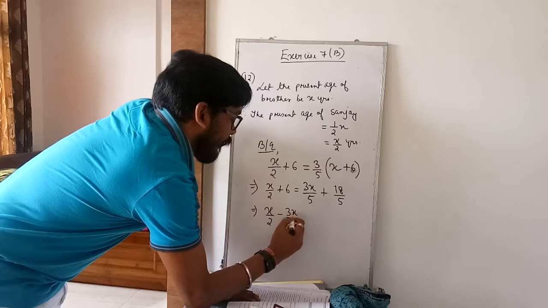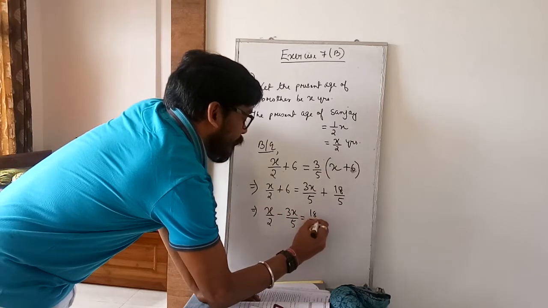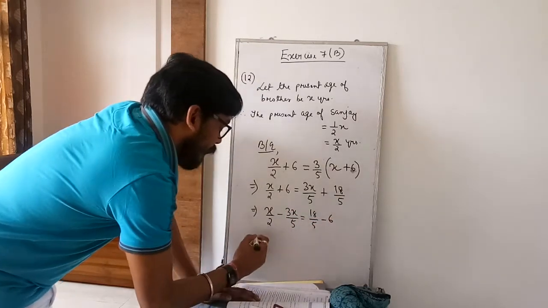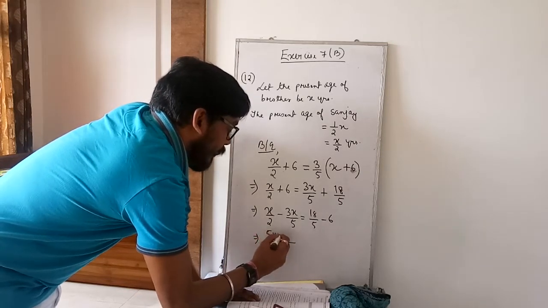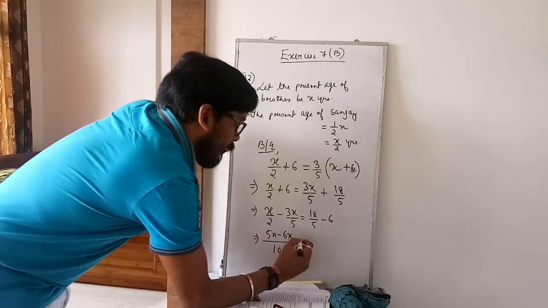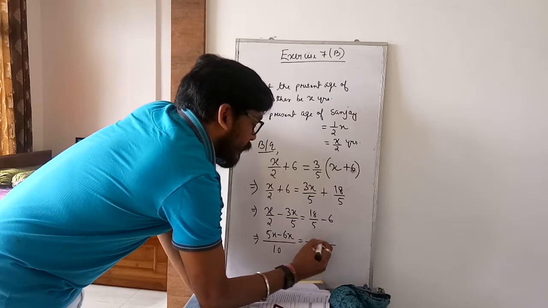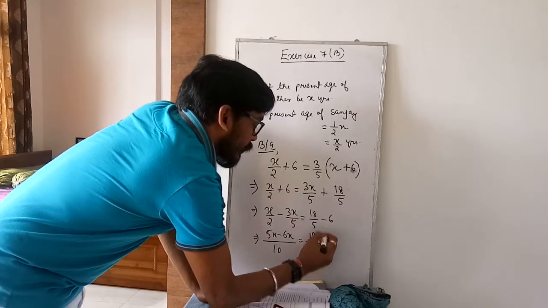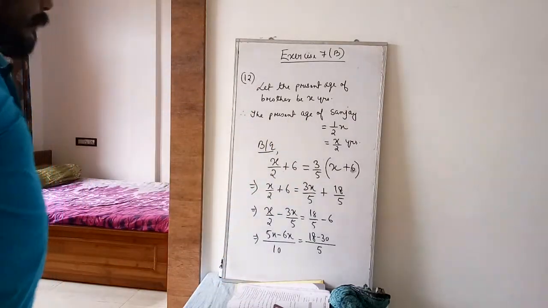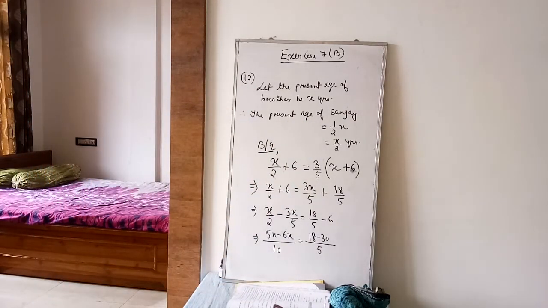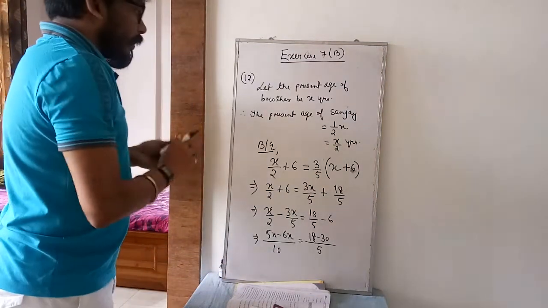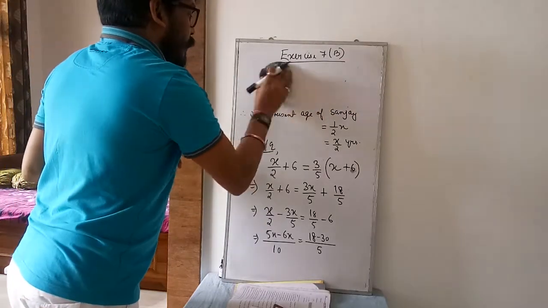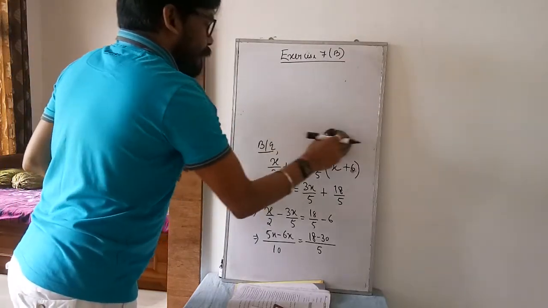So 3x by 5, here it is 18 by 5 minus 6. If you take LCM, it will be 10, here it will be 5x, and here it will be 6x. If you take LCM here, it is 5, 18 minus 30. Take the screenshot because I will rub the upper part. Okay. Now you see, I have to solve it further.